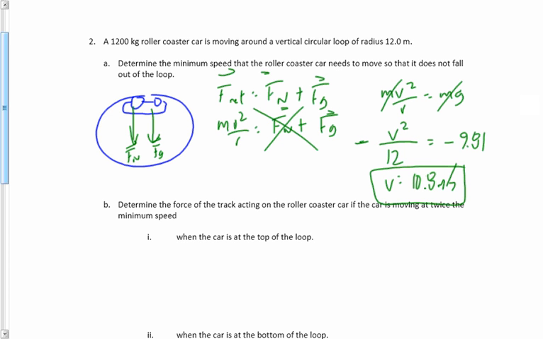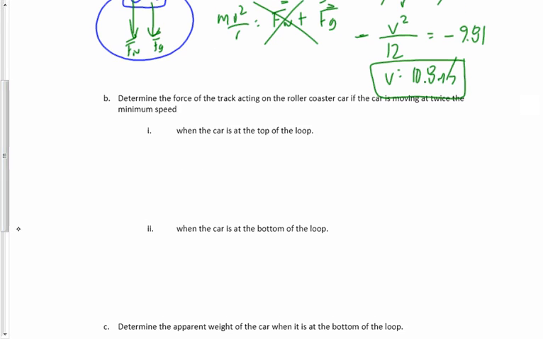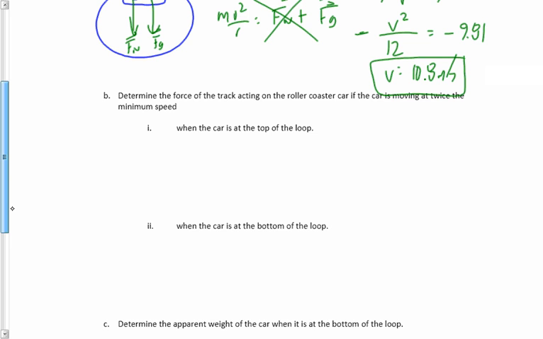Two, determine the force on the track acting on the roller coaster car if the car is moving at twice the speed when it's at the top and when it's at the bottom. So here it is at the top, Fn and Fg. This time Fn is not 0 because you're not going the minimum speed. When you're at the top of the circle, Fn and Fg are always what we draw there. When it's in the very specific case of it being at the minimum speed, then Fn is equal to 0. But all other times, Fn is something.